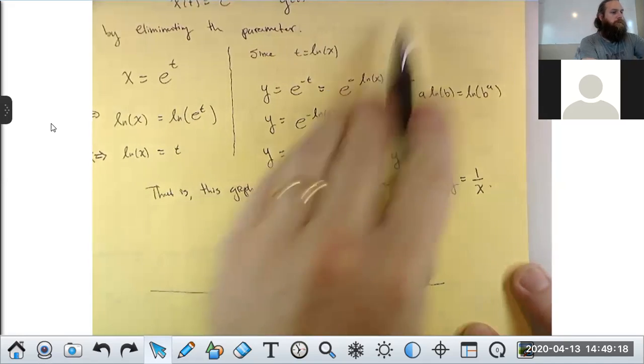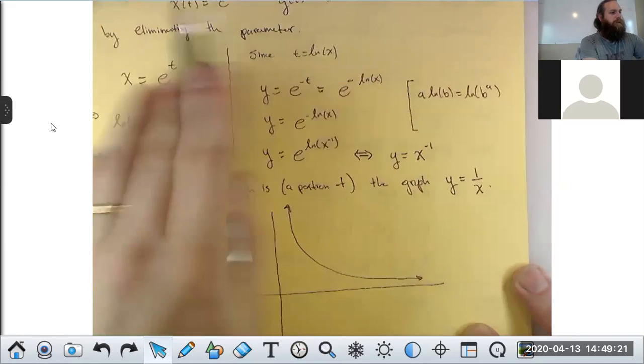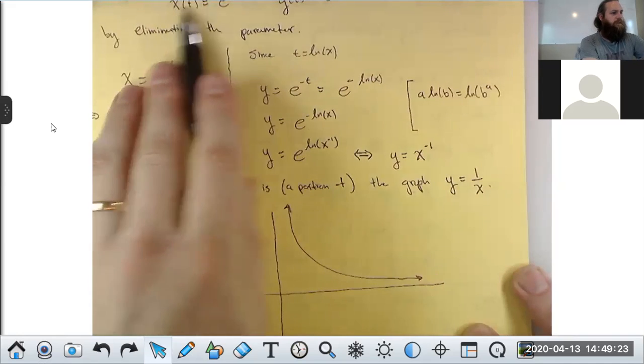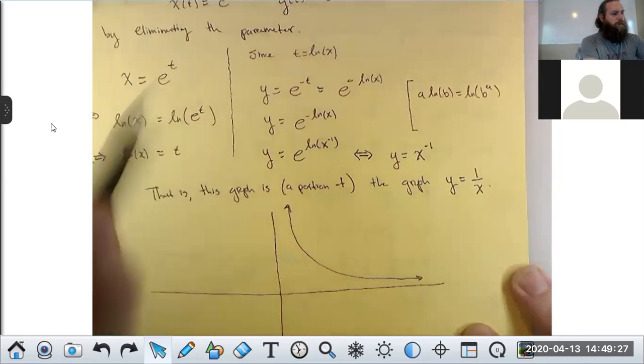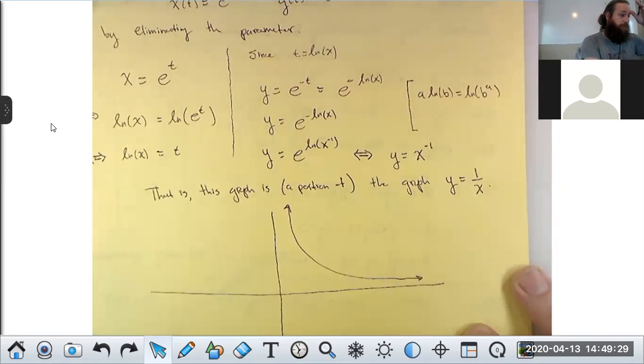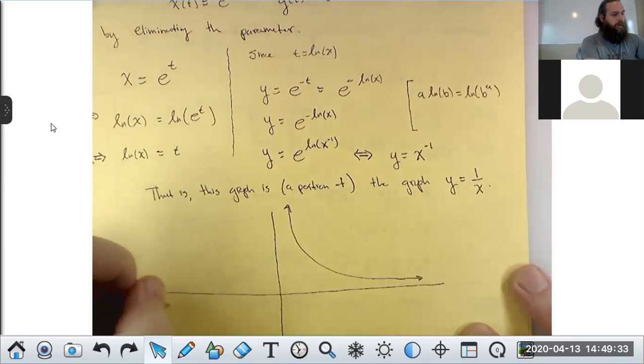But as t runs from 0 to infinity, e to the t doesn't actually run over all real numbers, does it? What is e to the 0? 1. Yeah.